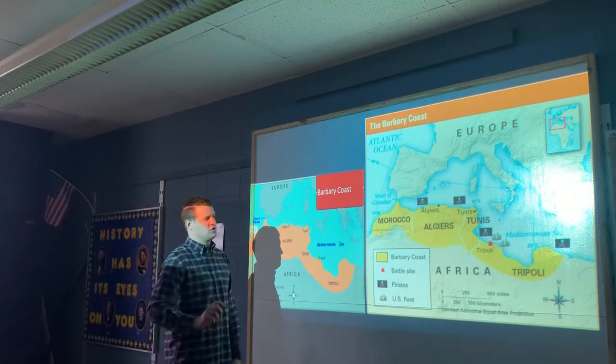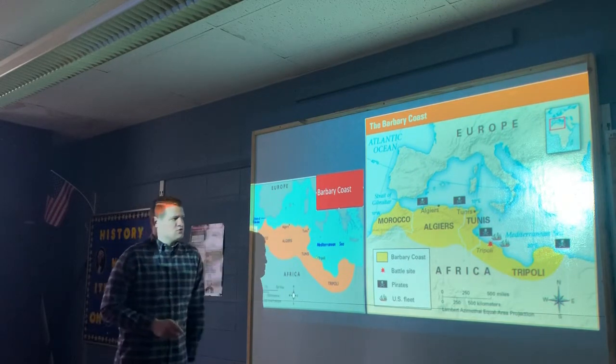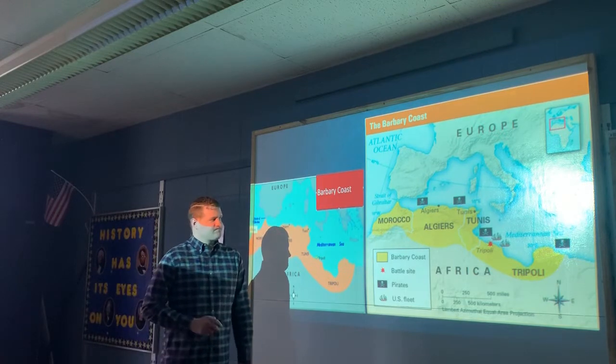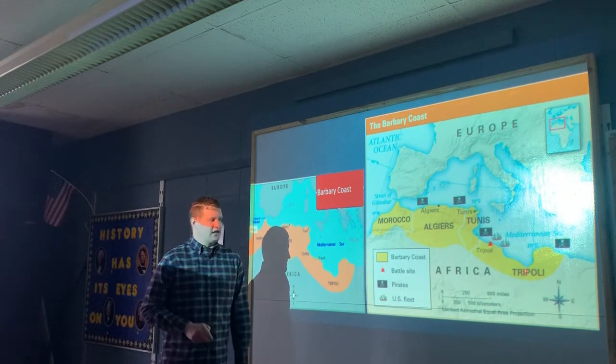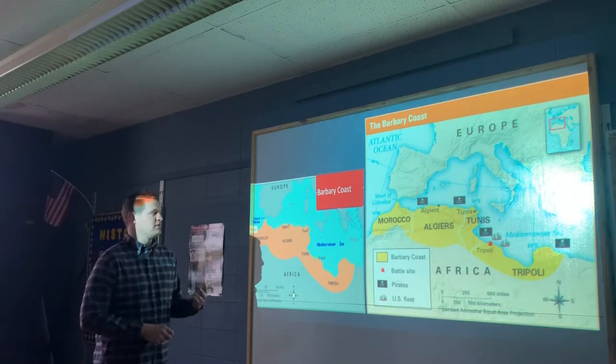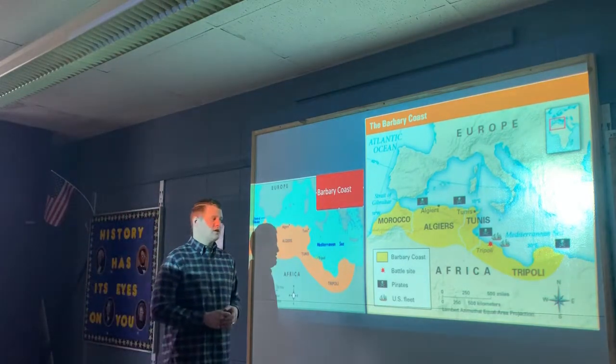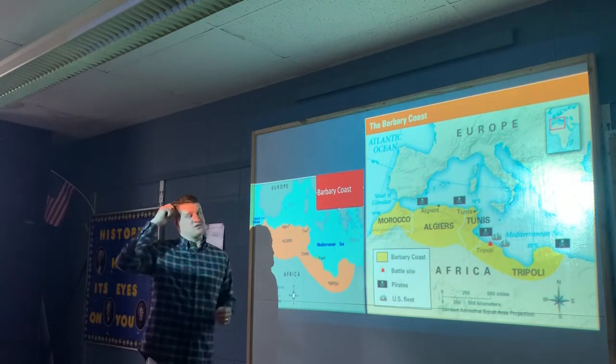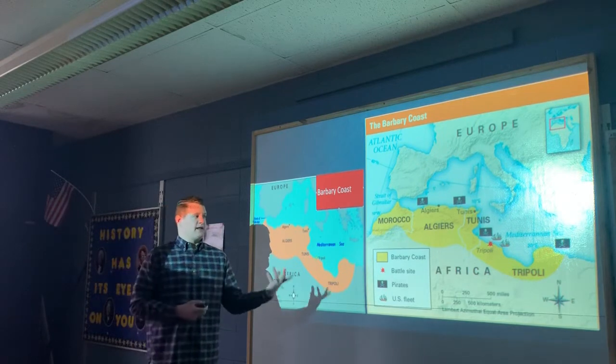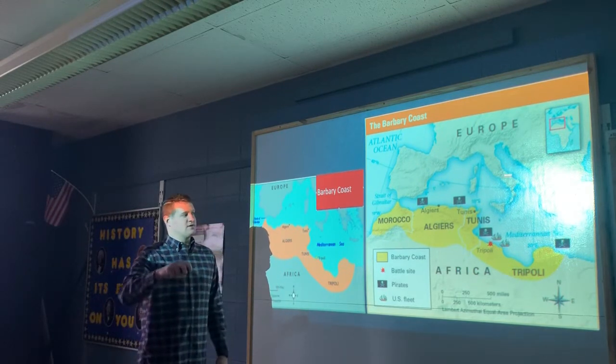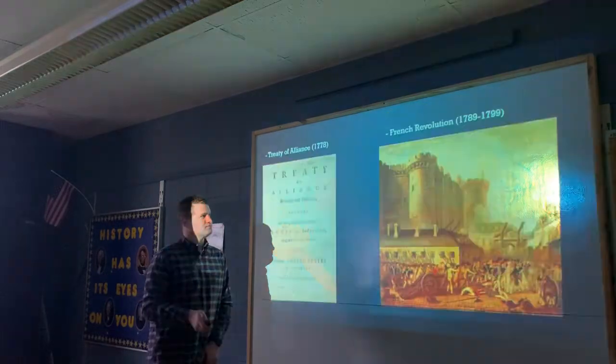So here's a picture, map of the Barbary Coast, all of North Africa here, from the Strait of Gibraltar all the way down to about where Greece is. Morocco, Algiers, Tunis, and Tripoli, the four Barbary Coast states, four countries that were sponsoring these pirates that would go out and attack all of these vessels here in the Mediterranean Sea.